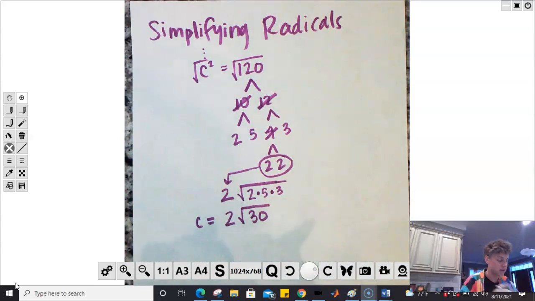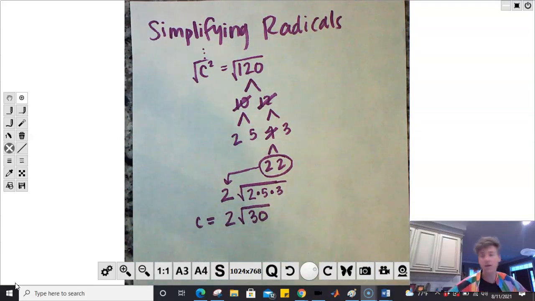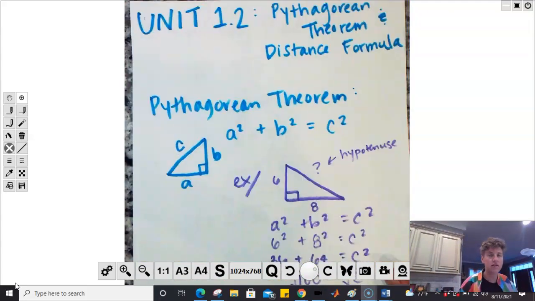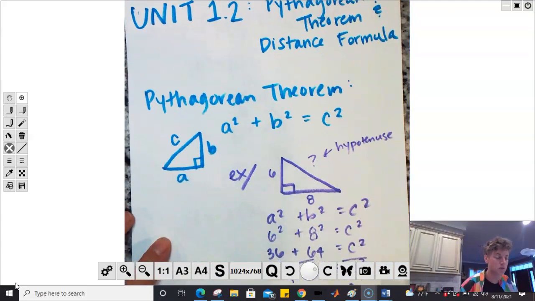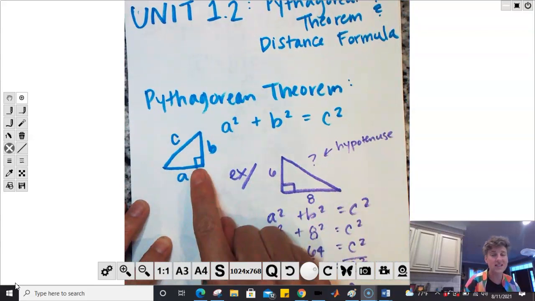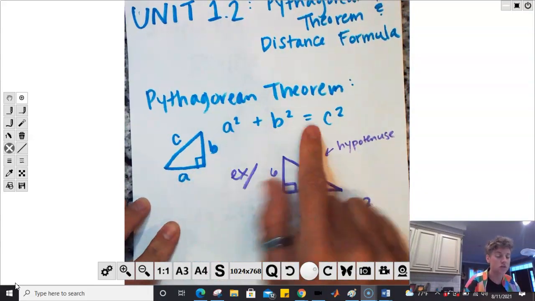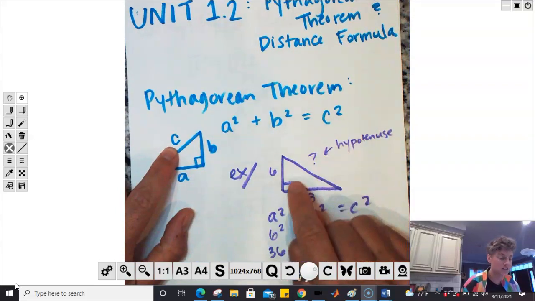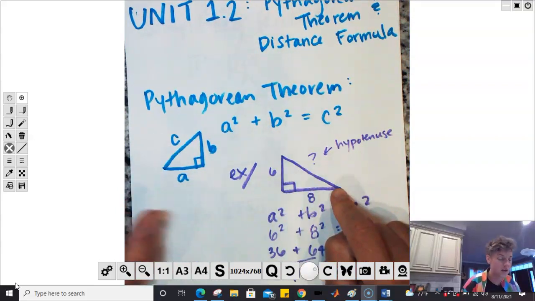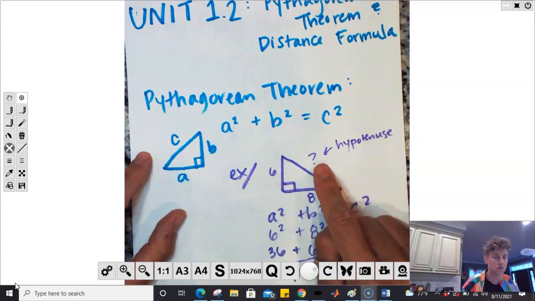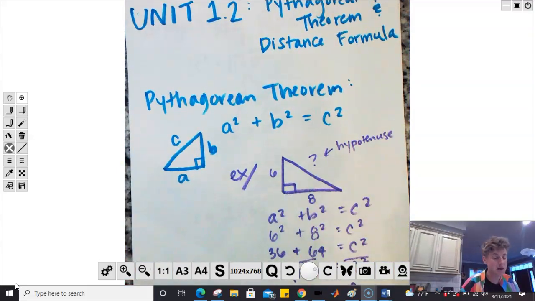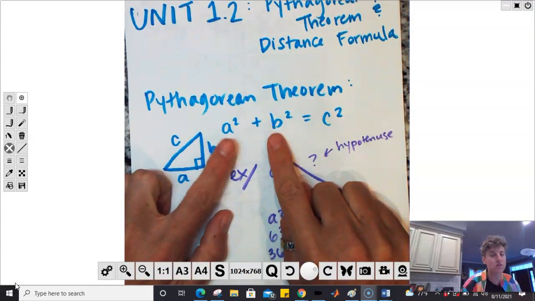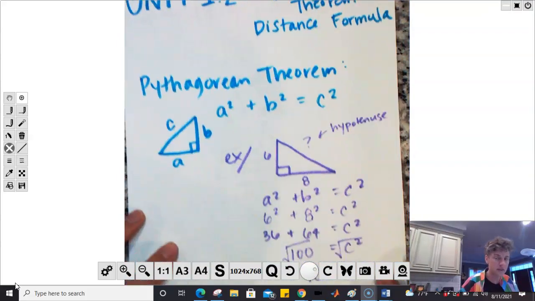Okay, great. Let's recap what we talked about. We did the Pythagorean theorem and distance formula. Pythagorean theorem works for right triangles. A squared plus b squared is c squared. That c is your hypotenuse. It's the longest side always. It's always across from the right angle. It does not matter what you put for a and b. Those are interchangeable.